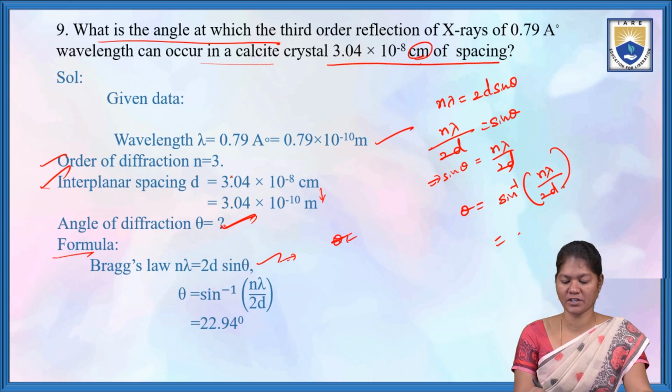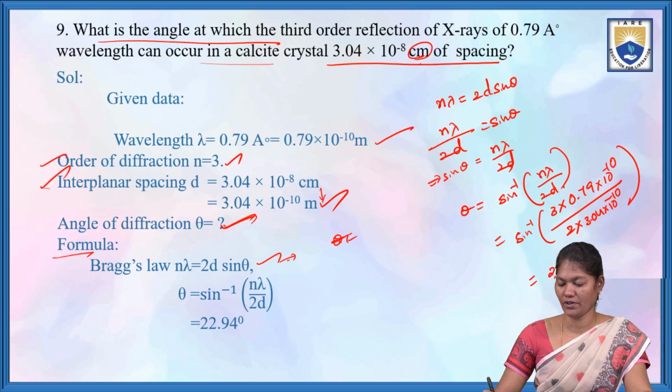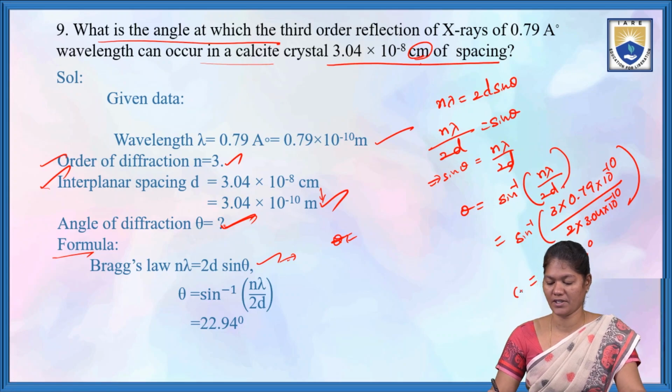n is the third order. So sin inverse of 3 into lambda, 0.79 × 10^-10 meters, divided by 2 into interplanar spacing 3.04 × 10^-10 meters. After simplification, theta is 22.4 degrees. This is the angle of diffraction.